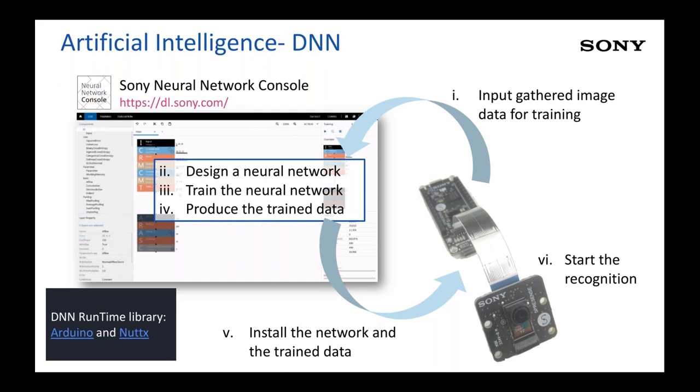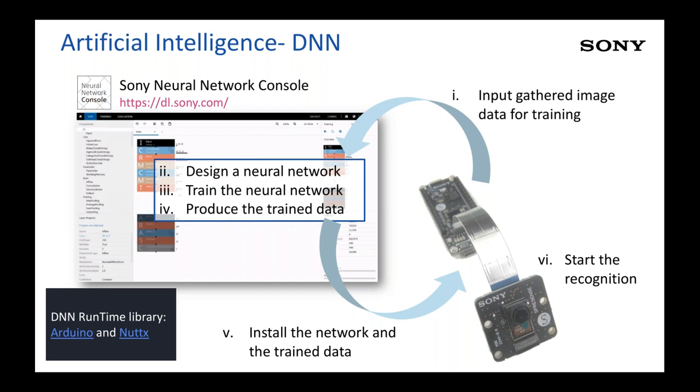And then when you have your data set, you have to go to a tool that is NNC, or Neural Network Console. The link is in pink. I put it up there. Using that tool, you can design your neural network, you can train the neural network, you can produce the trained data. All of this is happening in this tool. And then after that, you have an NNB file. That NNB file is your whole model to detect the cat face or detect the gesture or detect something. I'm talking about images here. So you have that ready.